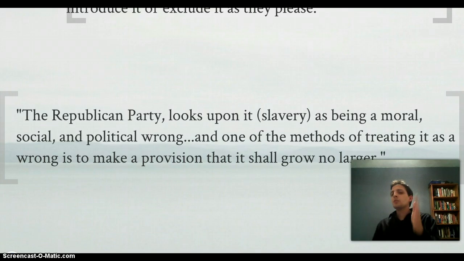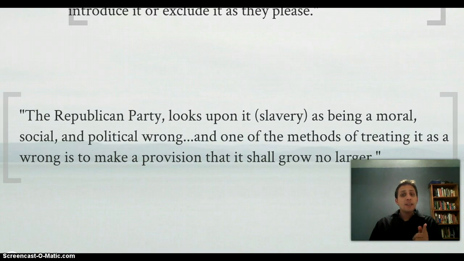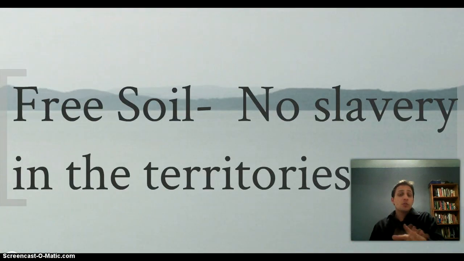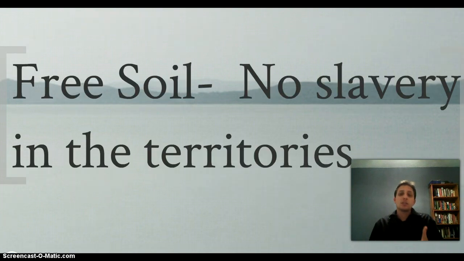So when you look at this, what you want to pay attention to is what does Lincoln say and what does he not say. So what he says is free soil, basically. No slavery extended to these new territories, that it shall grow no larger. He never says we're going to abolish slavery completely. We're going to get rid of it in the places that already have slavery. He's thinking about the Western territories and no more extension of slavery.